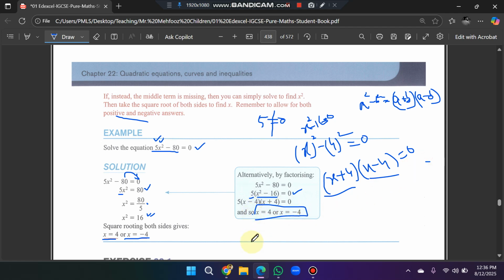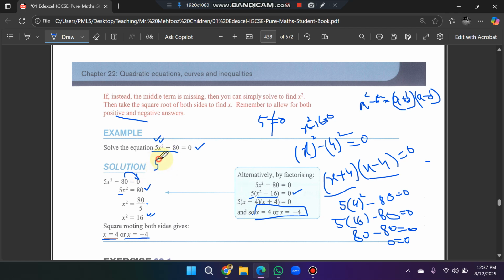Now we have to check whether these solutions of the given equation are true or not. So we have to put the values into this equation. How? First of all, 5 times 4 square, we just put 4, minus 80 is equal to 0. So you can see that 5 times 16 minus 80 is equal to 0, and 5 times 16 is 80, 80 minus 80 is equal to 0. So 0 is equal to 0. This is your 4, the solution of the given equation.